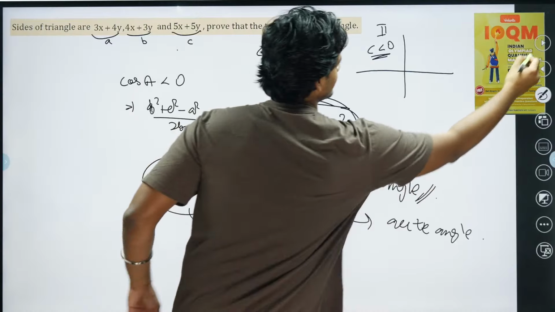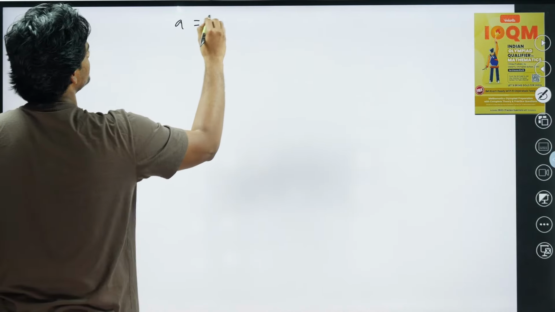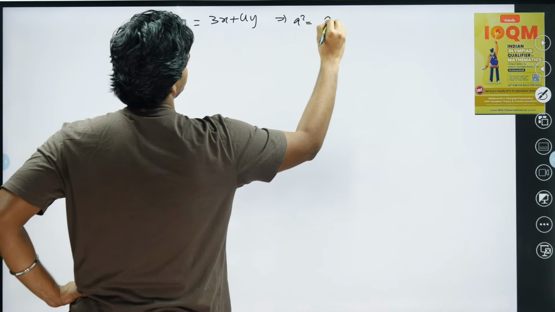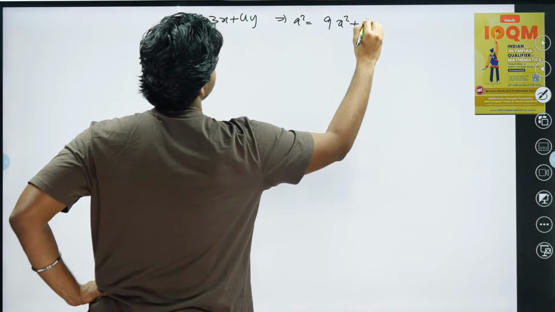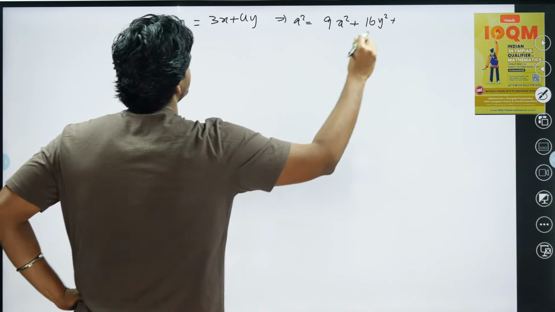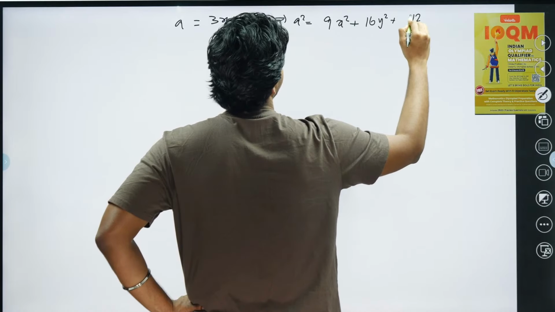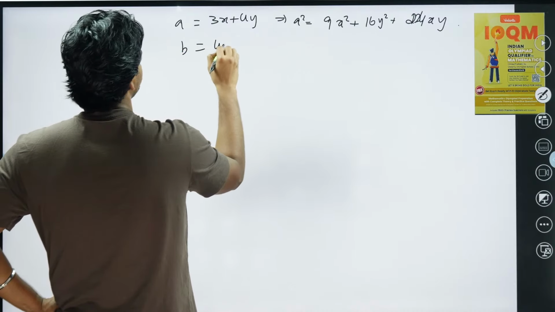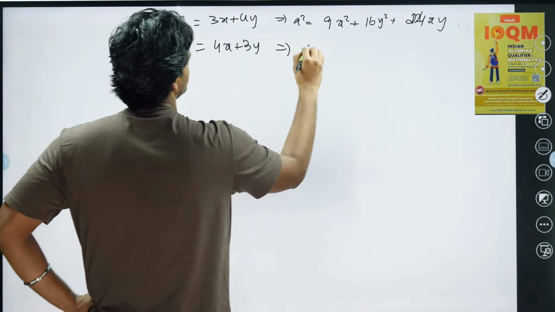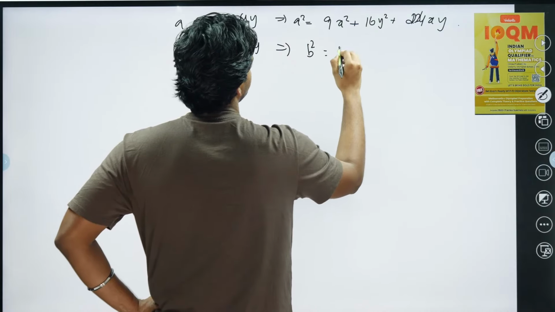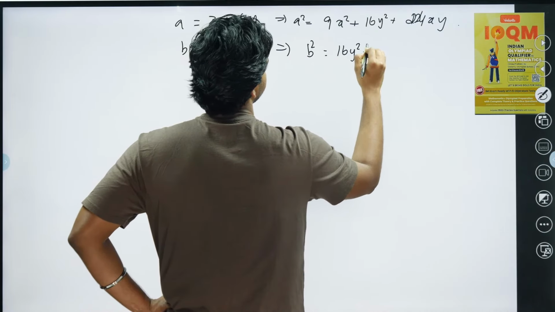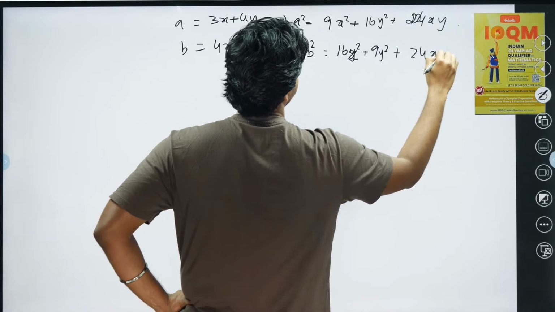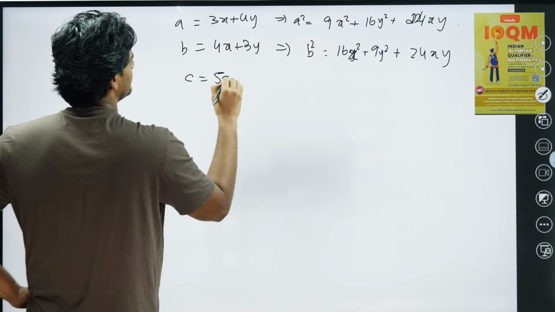So let me write it down. A is equal to 3x plus 4y. A square is equal to 9x square plus 16y square plus 24xy. B is equal to 4x plus 3y. B square is equal to 16x square plus 9y square plus 24xy. C is equal to 5x plus 5y.